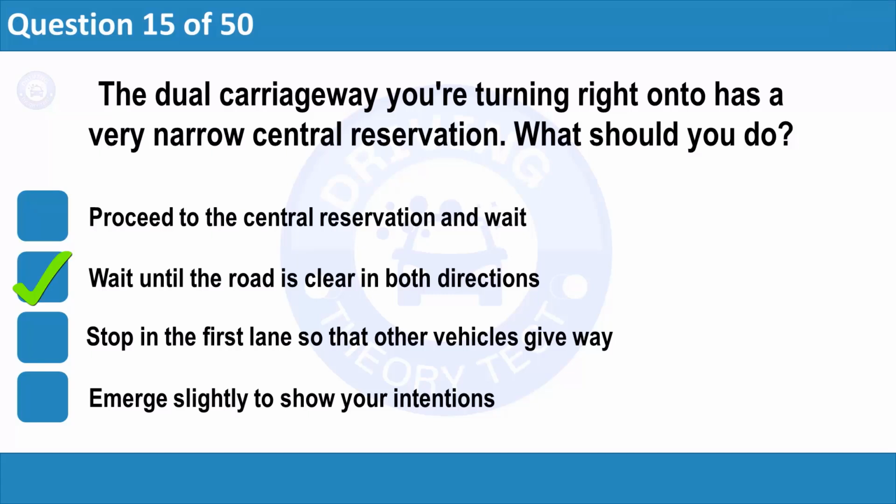When the central reservation is narrow, you should treat a dual carriageway as one road. Wait until the road is clear in both directions before emerging to turn right. If you try to treat it as two separate roads and wait in the middle, you're likely to cause an obstruction and possibly a collision.